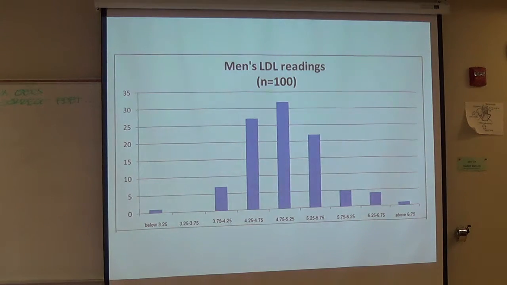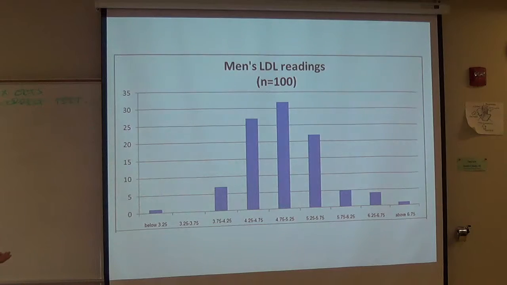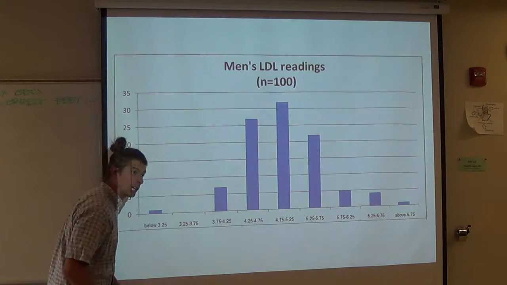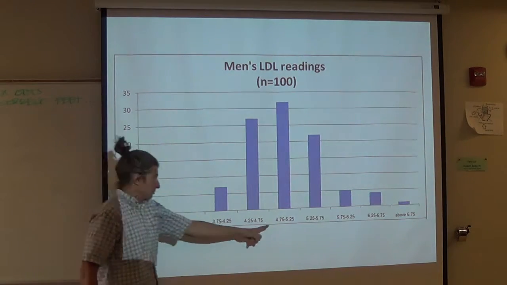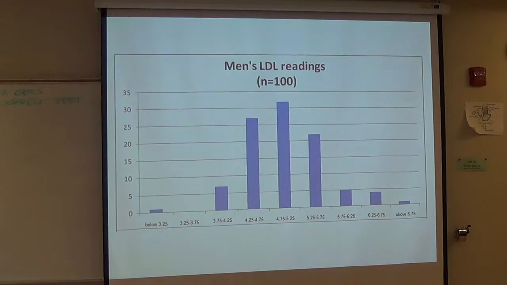We looked at this back in the day. Again, roughly bell-shaped data. Where's the average? If you had to give one number for an average LDL? Yeah, somewhere around 5. I think so too. I just got mine tested. I'll share my data with you when I get it back.